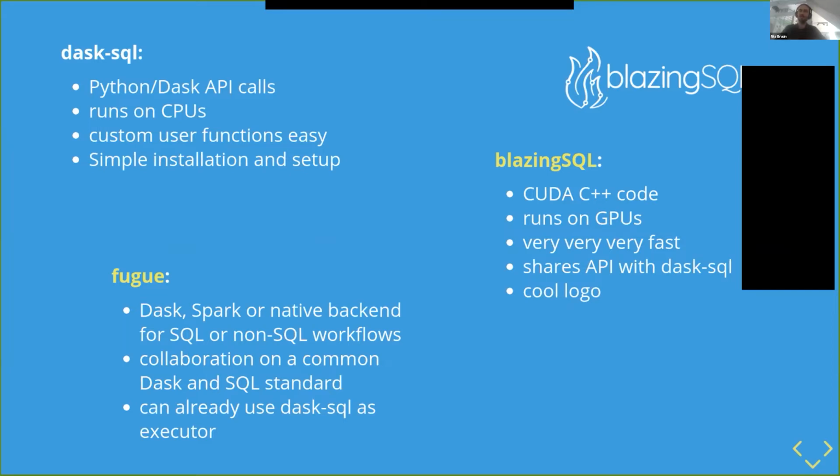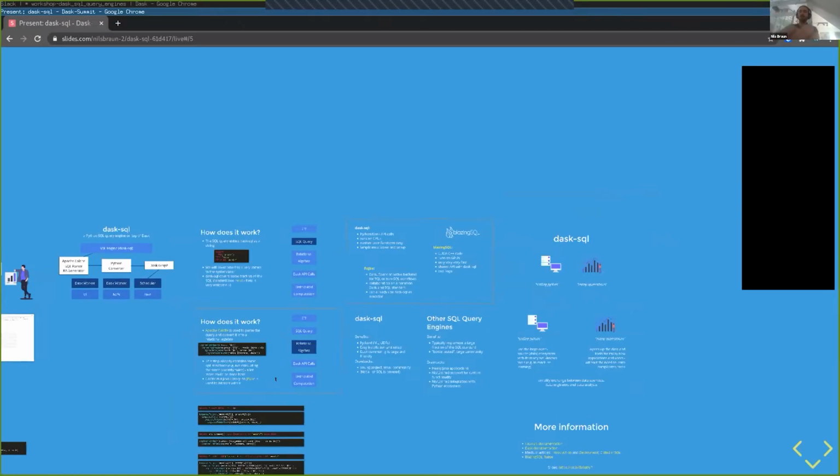And Dask SQL is nice because it runs on a lot of clusters without GPUs and in many, many different configurations. Both have a very simple installation and setup, and Blazing SQL also has a nice logo, which Dask SQL is still missing. And Fugue, which Han will present, is kind of the bracket around that, where you can mix and match even different SQL query engines. And with that, I would already end the session on Dask SQL. So I'm going to go back, stop sharing, and hand over to Han.